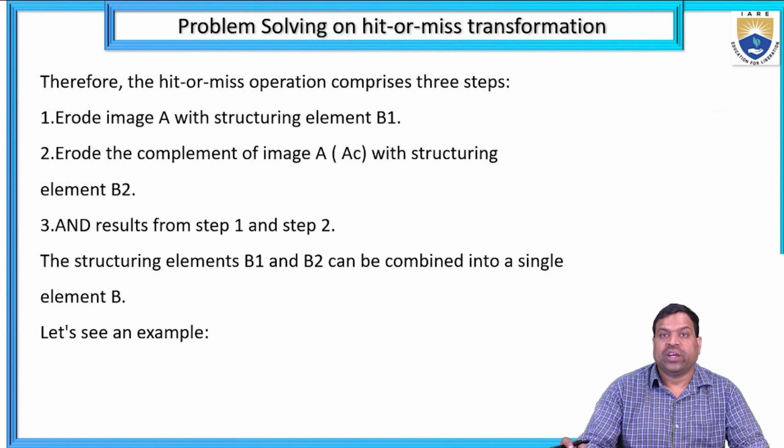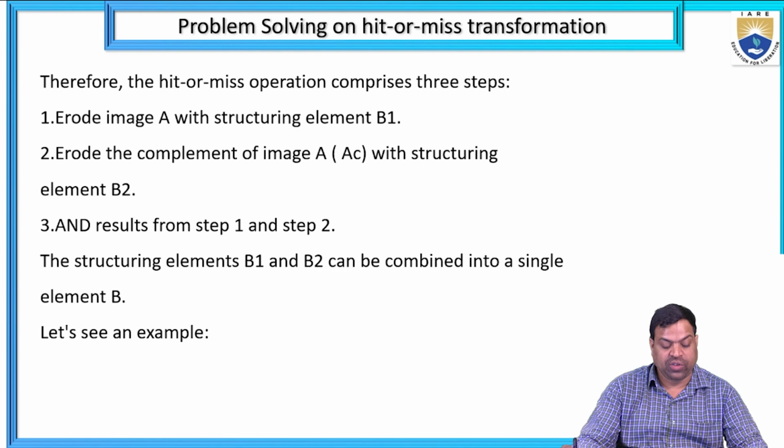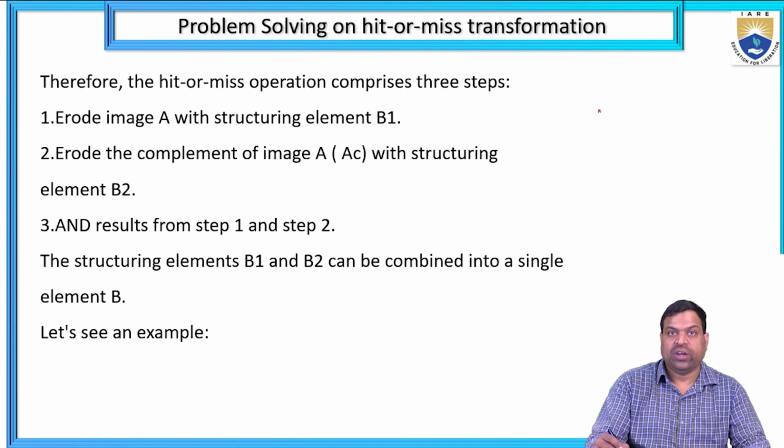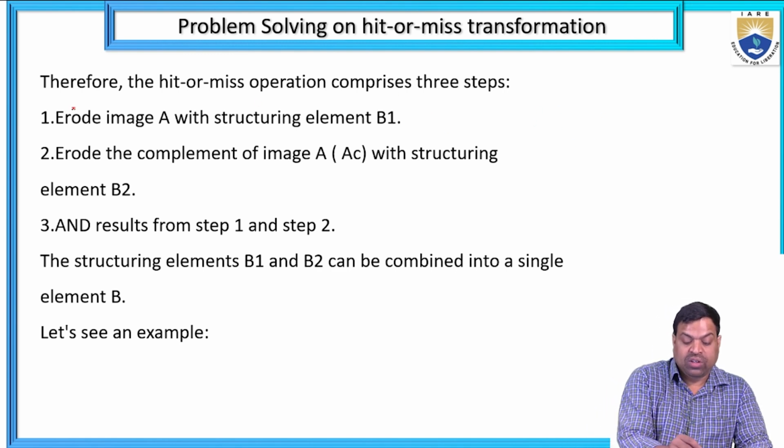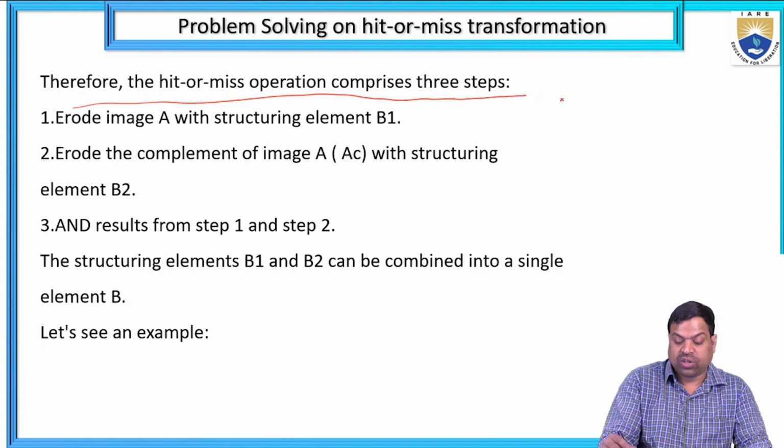Therefore the hit or miss operation comprises 3 steps. Erode image A with the structuring element B1, erode the complement of A with the structuring element B2, and then combine the results of step 1 and step 2. The structuring elements B1 and B2 can be combined into a single element. Okay, so here the hit or miss operation has 3 steps.